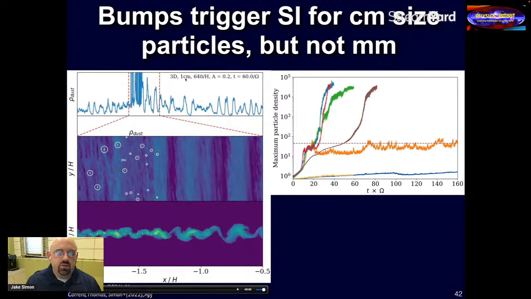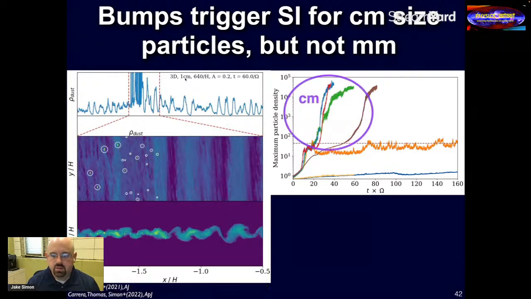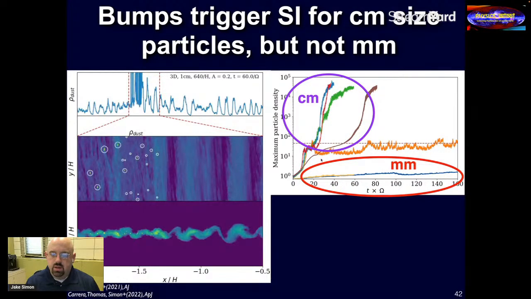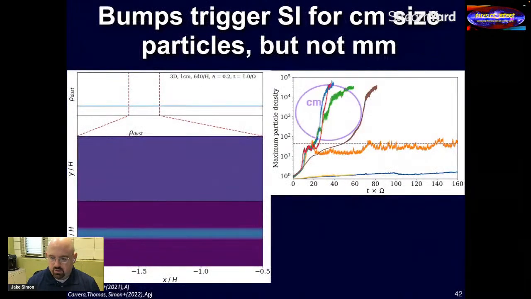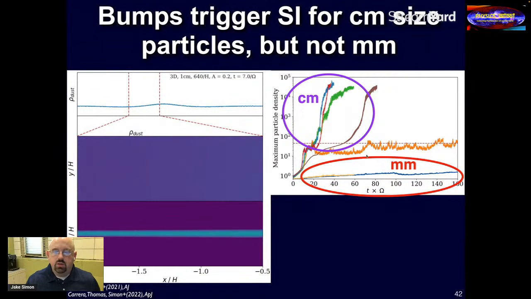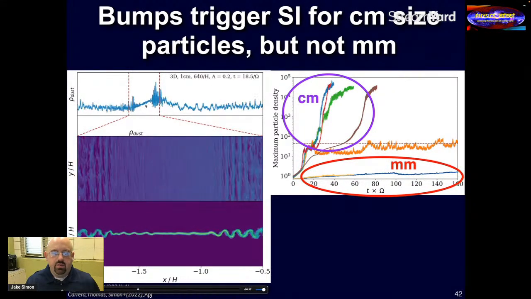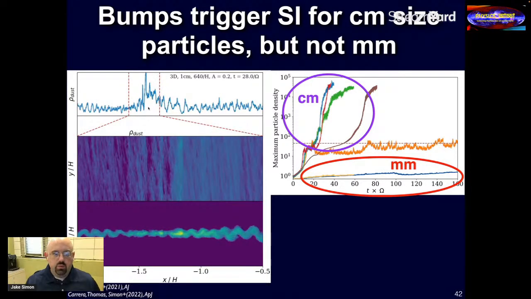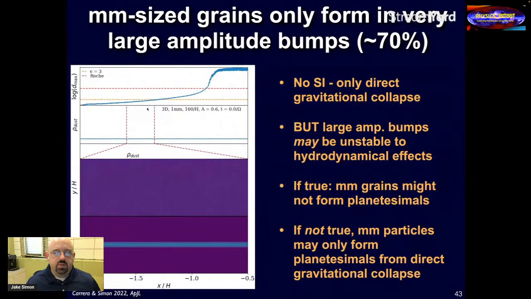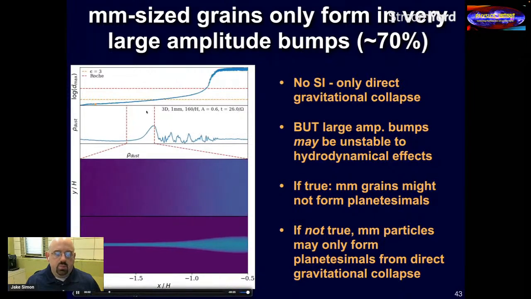Now that's the case if you start with centimeter-sized grains, shown here also on this plot. But if you look at millimeter-sized grains, the story is different altogether. Millimeter-sized grains never trigger the streaming instability. They never get to a high enough density in these bumps to trigger the streaming instability. So what did we do? Well, we just made the bump stronger and stronger, and eventually we made a bump that trapped the pebbles, right?